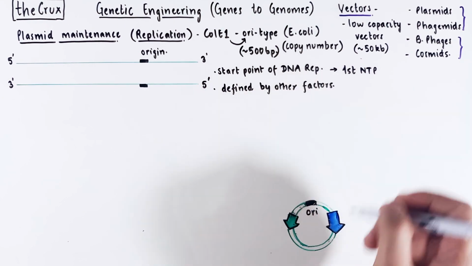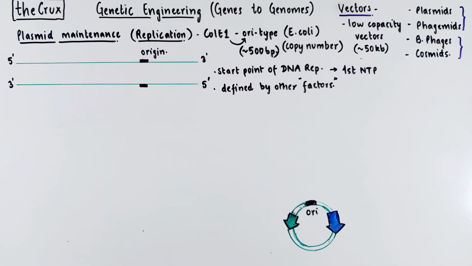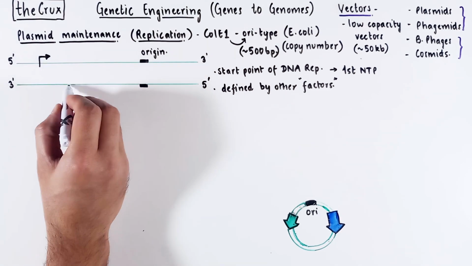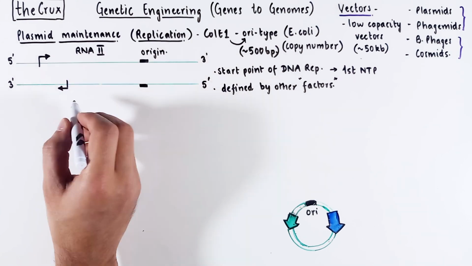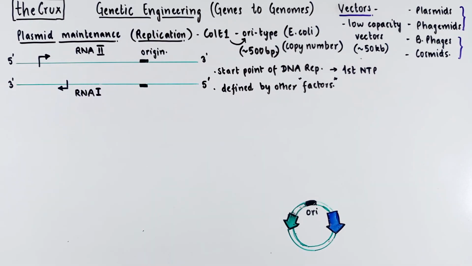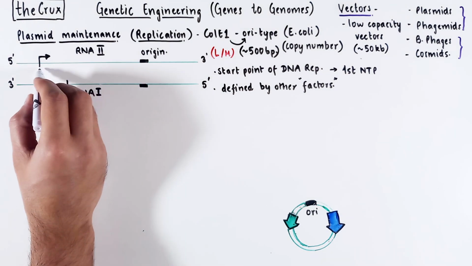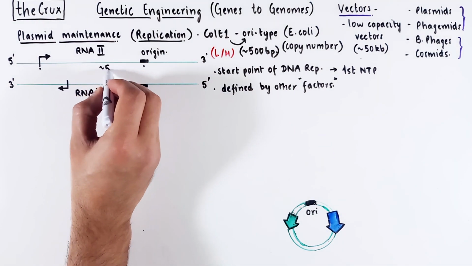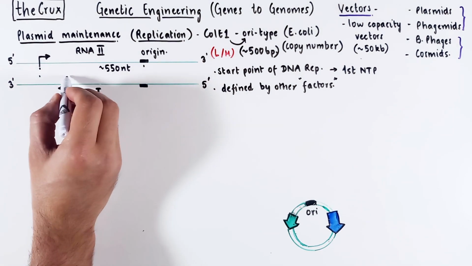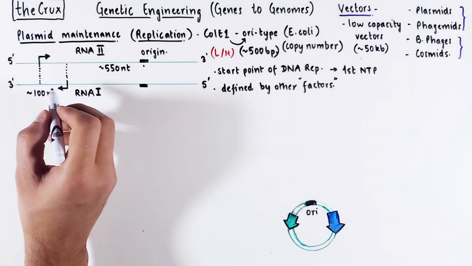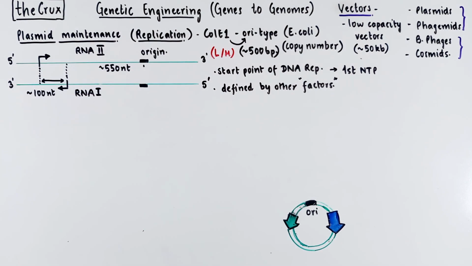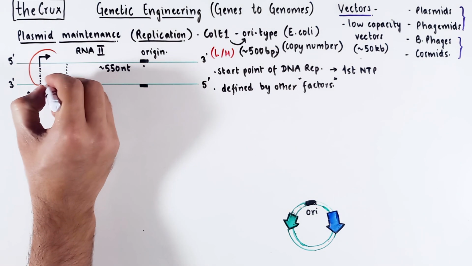Think of this origin like a TSS, where other factors come together to define its existence. These factors are 2 transcription units, or RNAs, that are part of this 500 base region. At some point, they were also referred to as the L and H RNA, but now the nomenclature is RNA 1 and 2. The RNA 2 is about 550 bases upstream of the origin spot. The RNA 1 is 100 bases downstream of RNA 2. So both of them overlap for about 100 bases.